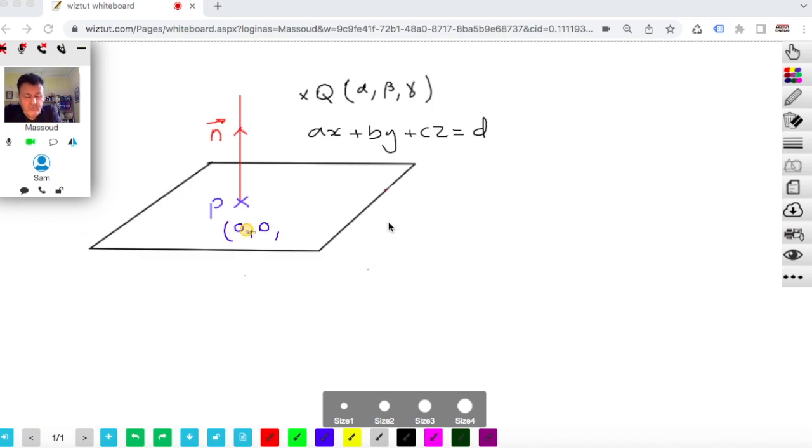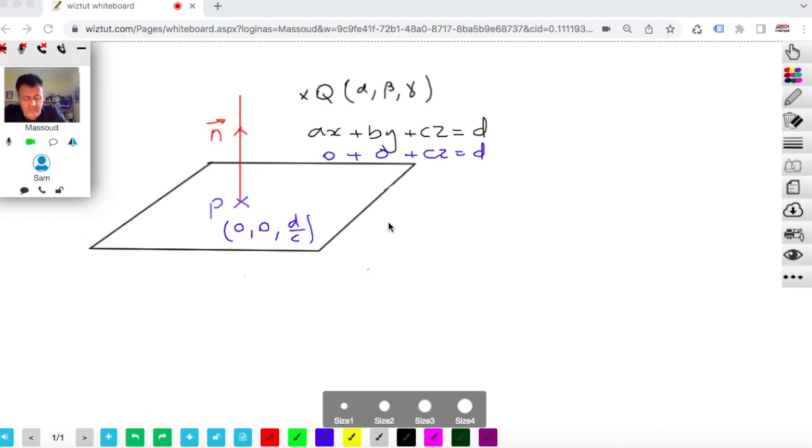So if I substitute these values in, I will get a times 0 plus b times 0 plus cz equals d. That tells me that P, if it's going to be on this plane, will have to have a z of d over c.